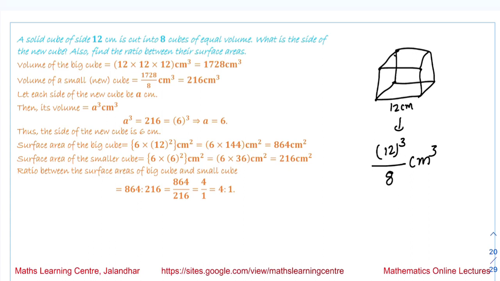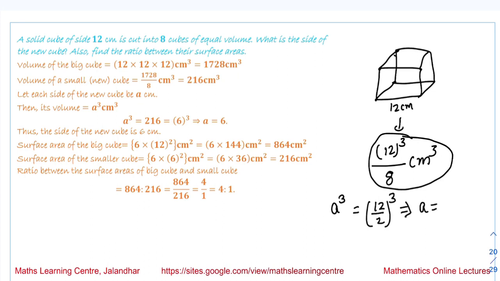This is the volume of each individual smaller cube. Now what we have to find is the side of the new cube. So let its side be a, then a cube is equal to 12 cube by 8, which is 12 by 2 whole cube. So this gives us a is equal to 12 by 2, which is 6 centimeter. So the side of the new cube is 6 centimeter. Also find the ratio between their surface areas.